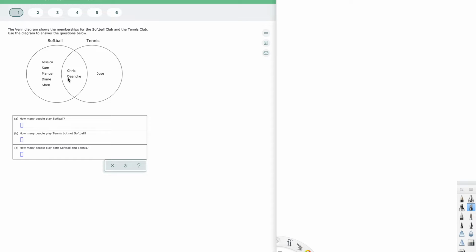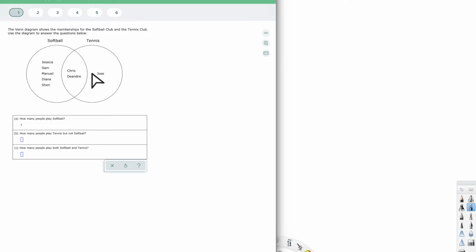They're in both. So how many people play softball? And we're going to ignore the fact that it said club and now it says play. We're just going to assume if they're in the club that they play. So how many people play softball? That's the entire circle for softball. So we have 1, 2, 3, 4, 5, 6, 7. 7 people play softball.